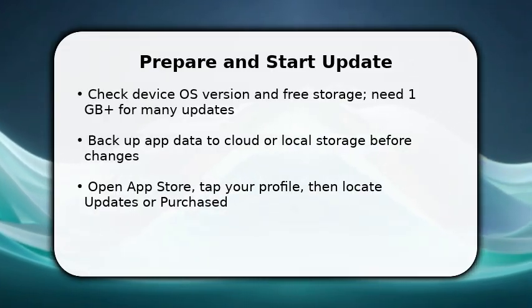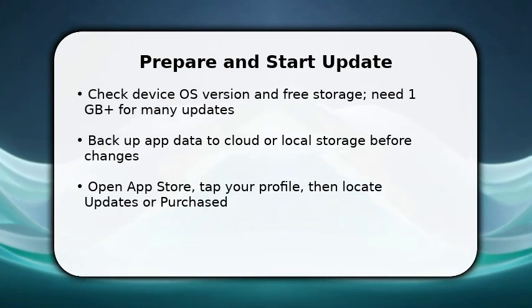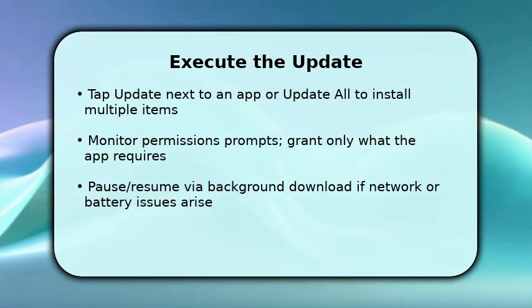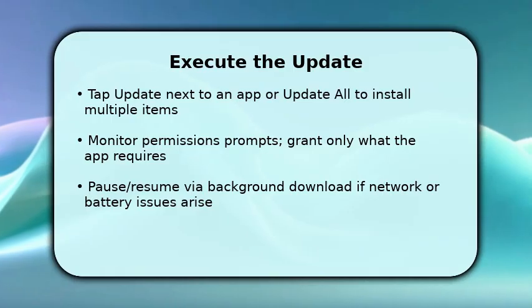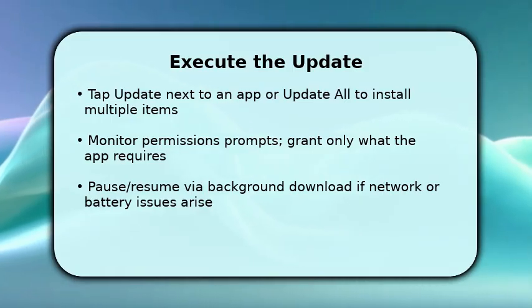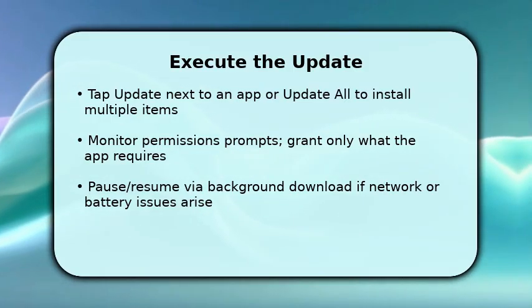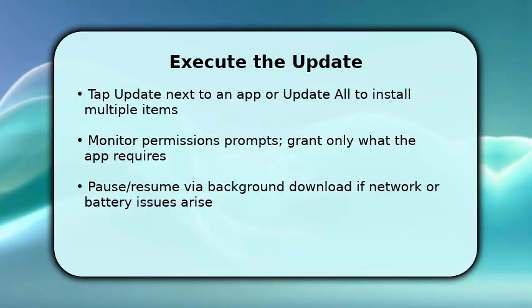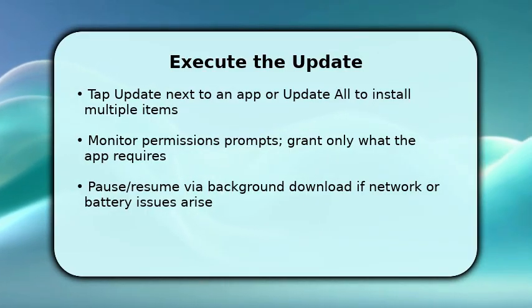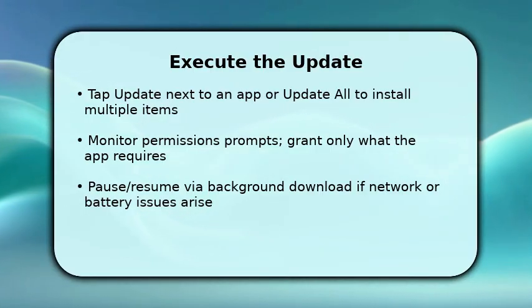Once you see the updates list, choose Update for a single app or Update All to apply multiple patches and feature changes at once. Pay attention to permission prompts. Grant only what the app needs for new functions. If a large download starts over cellular, confirm whether you allow it. Otherwise, wait for Wi-Fi. Keep an eye on progress indicators and battery level.